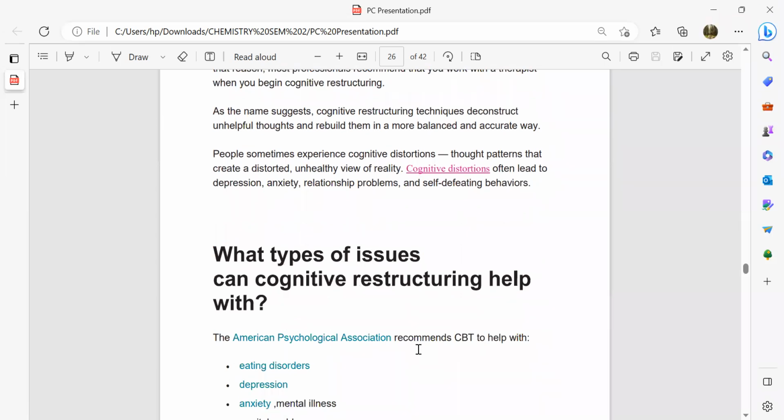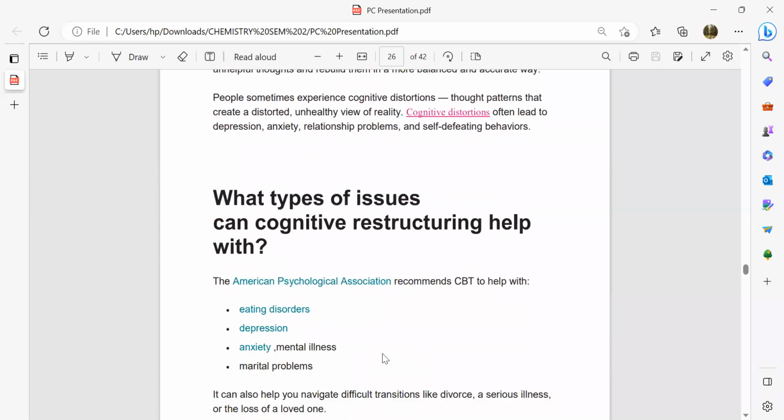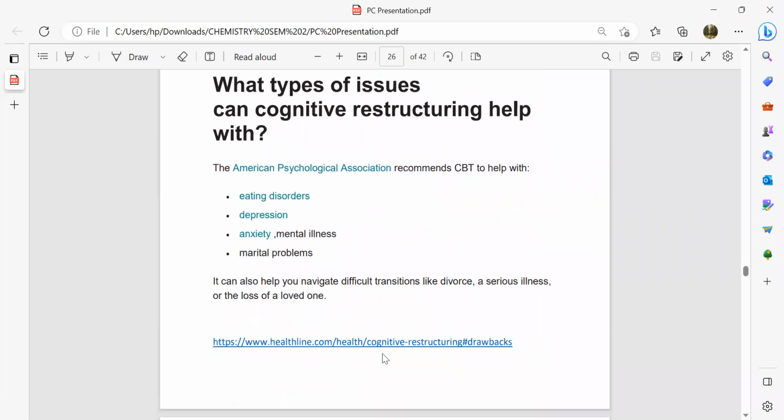What type of issues can cognitive restructuring help with? It can help with eating disorders, depression, anxiety, mental illness, and marital problems.